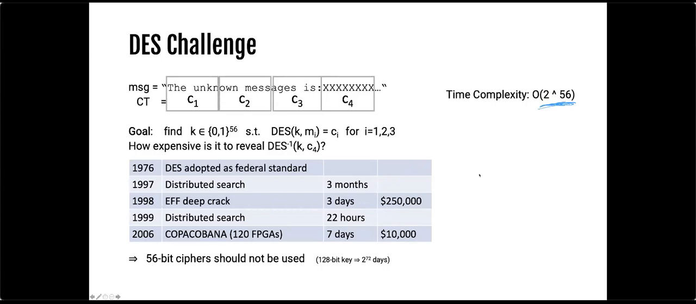Right. Technically, this is a wrong annotation. I would say it should be O of K, where K ranges over 0 to 2 to the 56. So I shouldn't use this notation of O, but you can consider the time complexity as needing to calculate 2 to the 56 times. Thanks for correcting, Tanner.